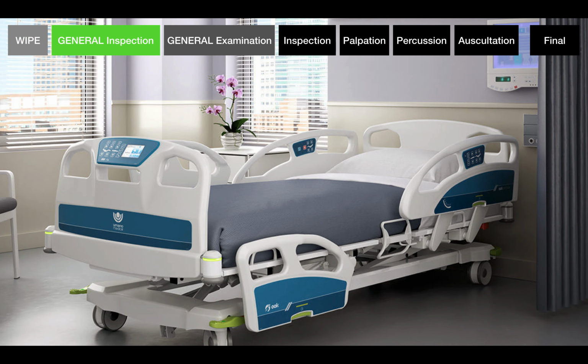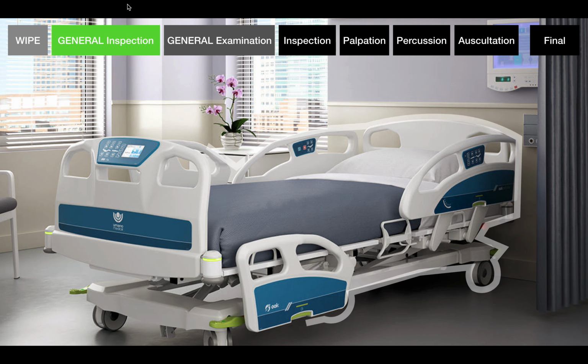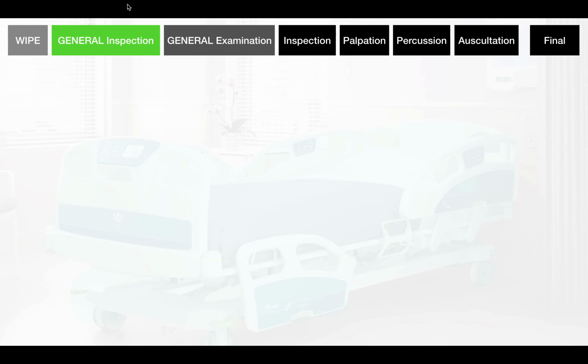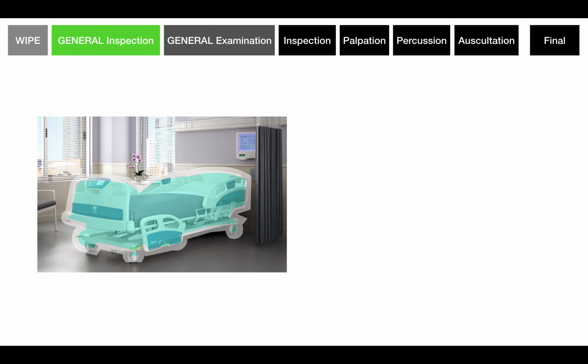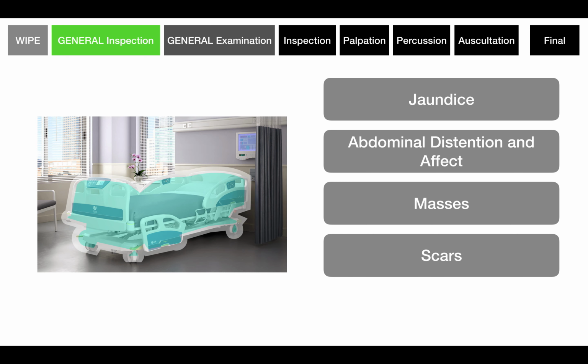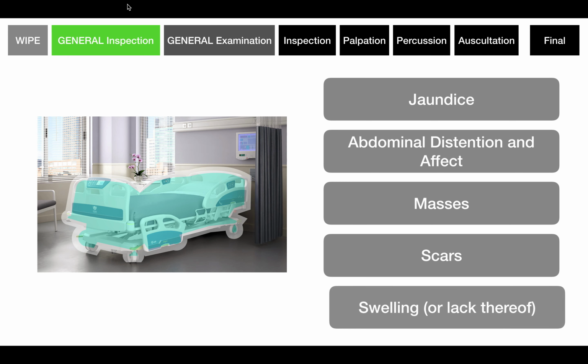So, general inspection, end of bed inspection. We'll begin with the contents of the bed, aka the patient, and then outside of the bed. The actual inspection of the patient for the abdominal exam can be remembered with the mnemonic JAM, like a jam preserve. So jaundice, abdominal distension and their affect. Are they agitated? Are they depressed? You know, what kind of mood are they in? Is there lethargy? Any masses that are visible? Can you see any visible scars of any type? And we will go into the different scars shortly. And then swelling or lack thereof.